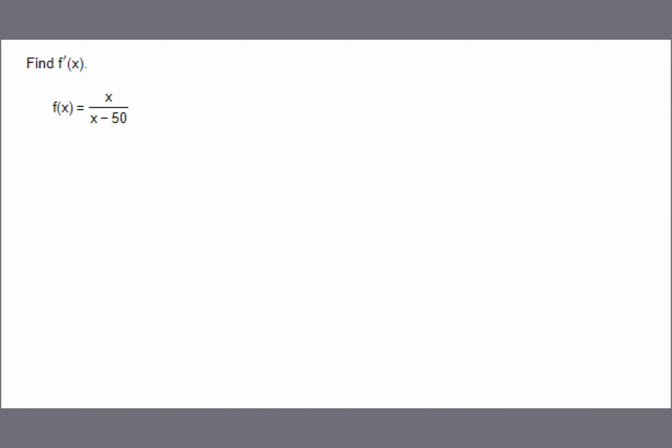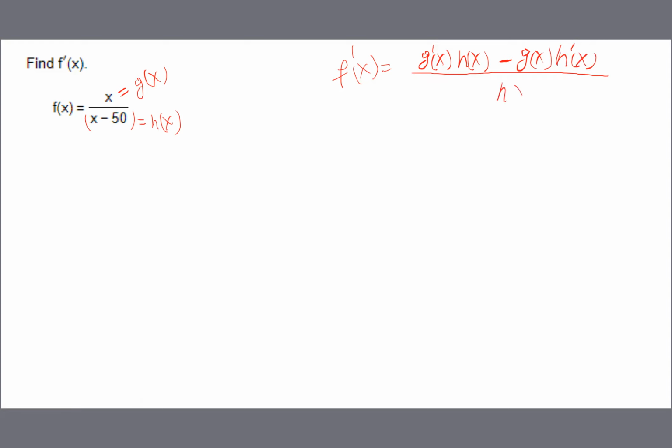Here's another one with the quotient rule. I'm going to use the quotient rule because our f of x is x over x minus 50. So we're going to call the numerator g of x. We're going to call the denominator h of x. So let's write the quotient rule. F prime of x is going to be g prime of x times h of x minus g of x times h prime of x over h of x squared.